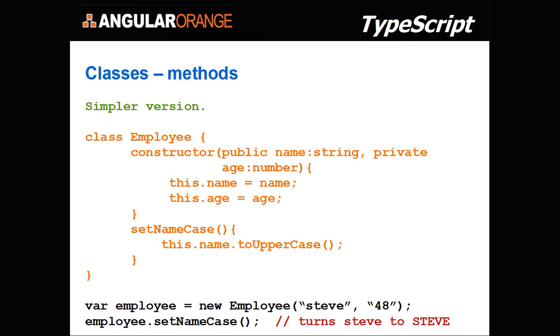So it's a simpler version of a class where you use these access modifiers in the constructor of the object, and then you have a method, let's say setNameCase, and that could also access the name using the this. So even though name does not appear declared, I could do this.name and make it uppercase. So this variable employee, if this worked and I can instantiate the employee object, I could then set the name case, and it would turn my name into uppercase.